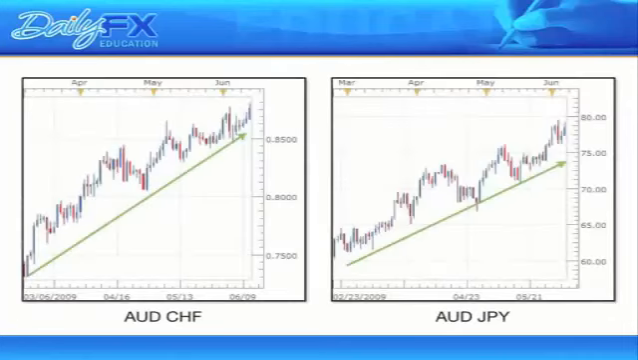If we look at the Australian dollar Swiss franc and the Australian dollar Japanese yen daily charts, we can see how both pairs are trending up, showing how money is flowing into the Australian dollar.